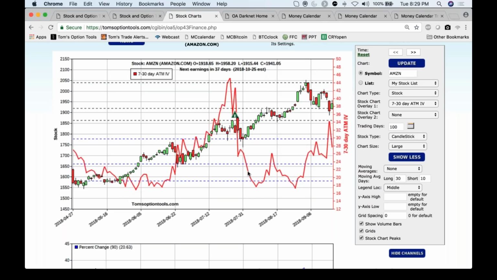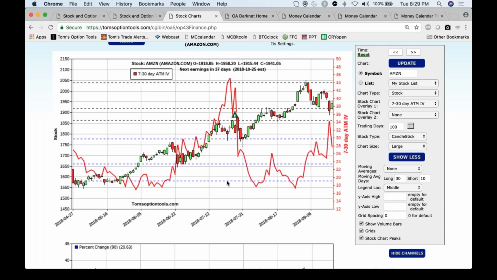So how do you use this chart? This chart is best used where buying low and selling high make a lot of sense. We know there's a floor right now with Amazon using IV, and that floor is somewhere just below 20. Once that implied volatility gets around 20, it doesn't stay there for very long. It starts creeping back up again, and we've seen that happen.